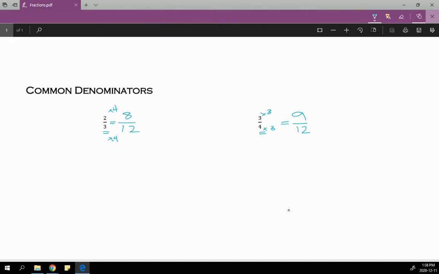Okay. In our next video, we're going to be looking at adding and subtracting fractions, and we're going to be using common denominators and everything that we learned here to do that.